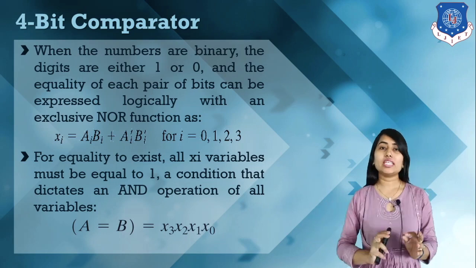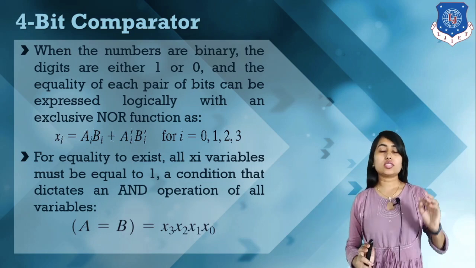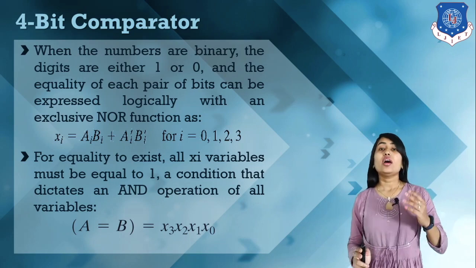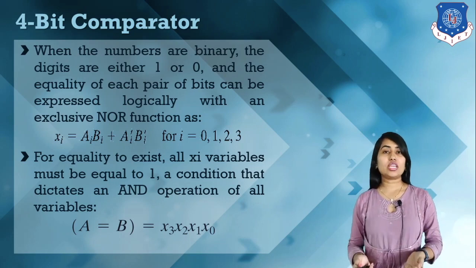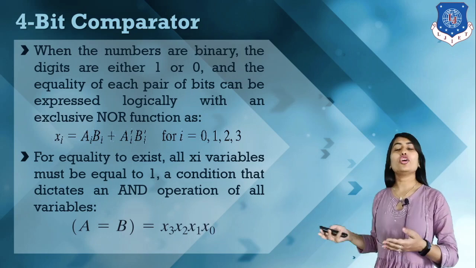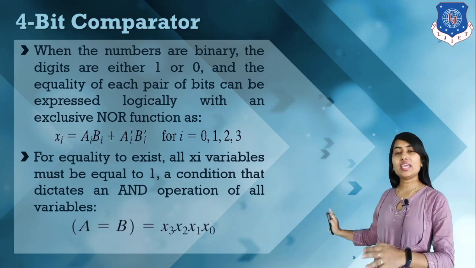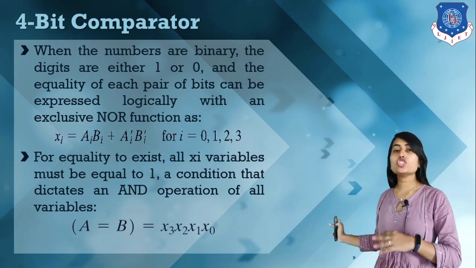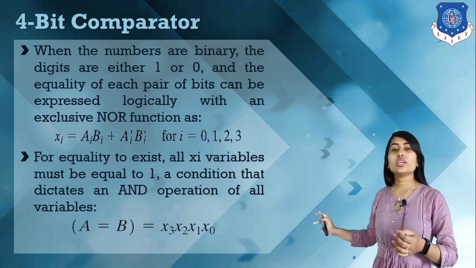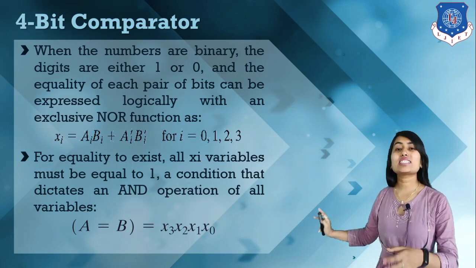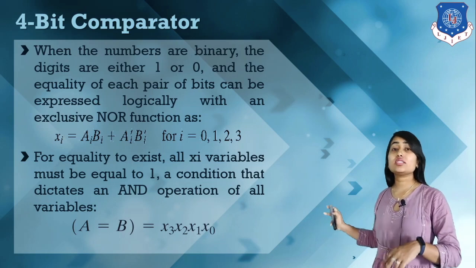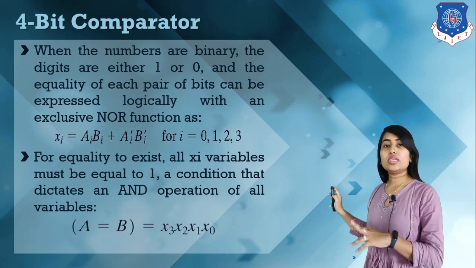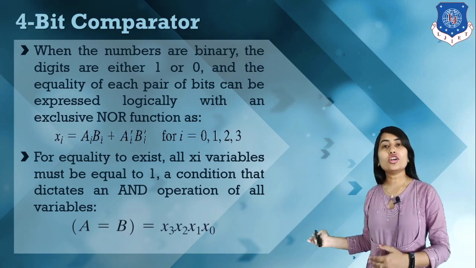Whenever we have a3 equal to b3, then a2 is equal to b2, a1 is equal to b1, and a0 is equal to b0, then we can say that A equals to B. So for all the combinations we can make AND over here, and we check the similarity by the XNOR operations. Okay, so here A equals to B is equal to x3, x2, x1, x0, where x is equal to ai bi plus ai dash bi dash. Okay, so this is for the equality.